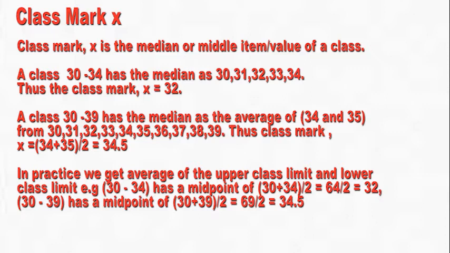In practice, we get the average of the upper class limit and lower class limit. For example, a class of 30 to 34 has a midpoint of 30 plus 34 divided by 2, which is 64 divided by 2 and is equal to 32. Similarly, a class of 30 to 39 has a midpoint of 30 plus 39 divided by 2, which is equal to 69 divided by 2, and it gives us 34.5.